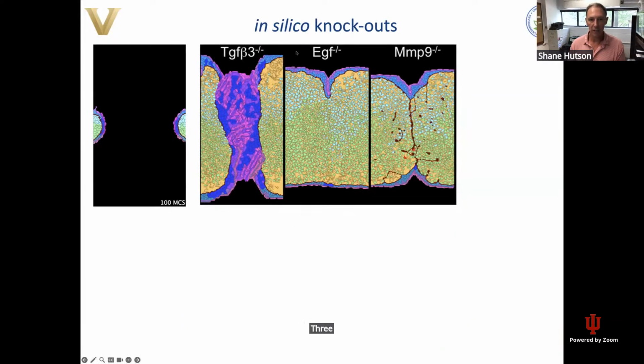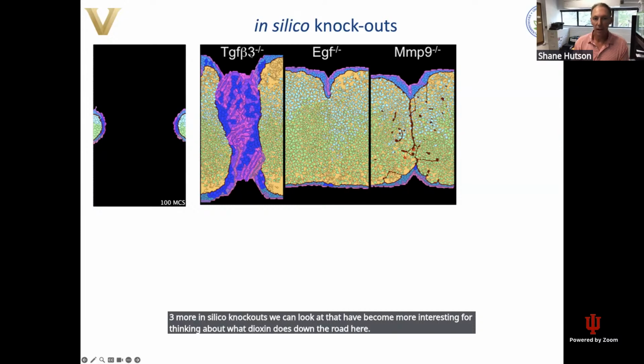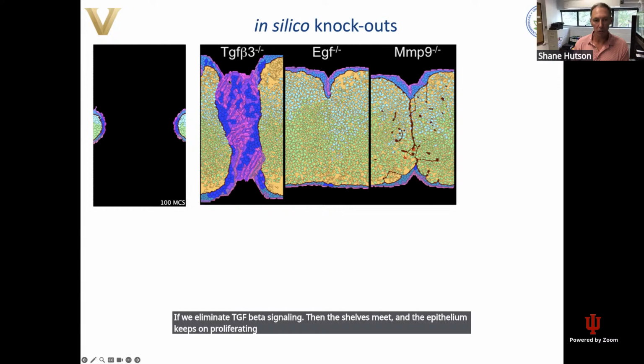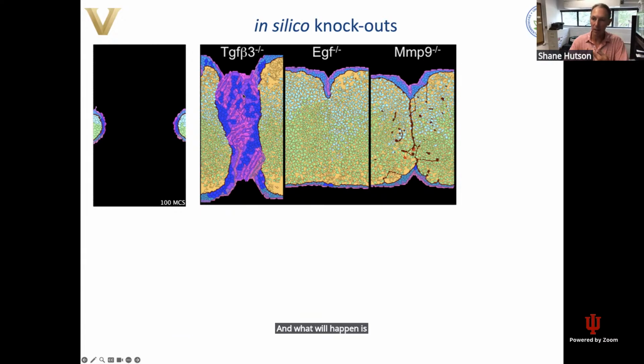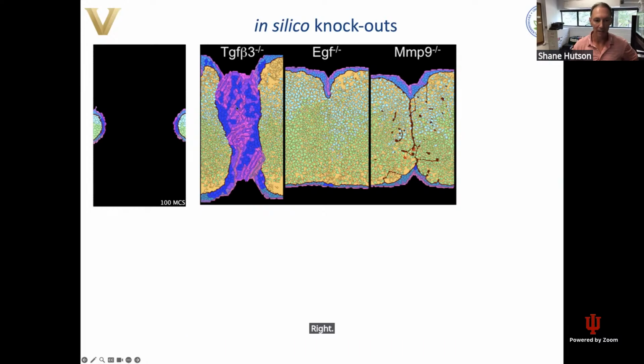3 more in silico knockouts we can look at have become more interesting for thinking about what dioxin does down the road here. If we eliminate TGF beta signaling, then the shelves meet and the epithelium keeps on proliferating. And we get this gross buildup of epithelium between the shelves, and they're not really allowed to fuse. And what will happen then later in development, as the shelves continue to grow, because they were never able to fuse, this epithelium will pull back apart. Right, this sort of block that's in the middle there.